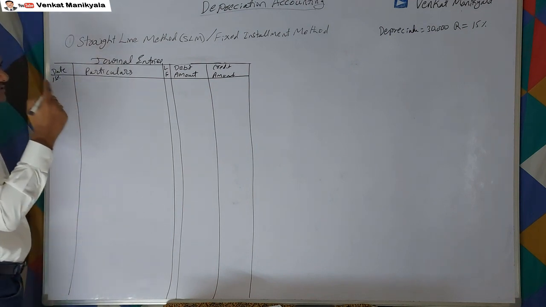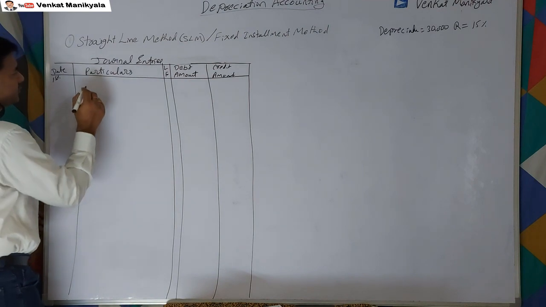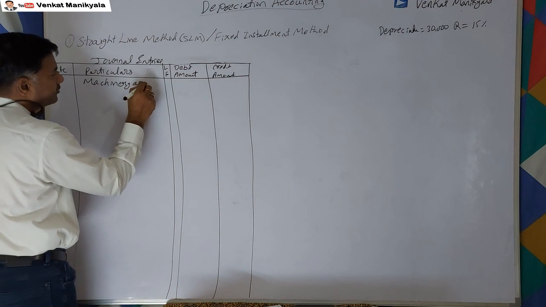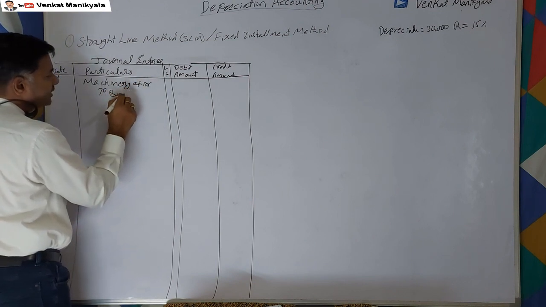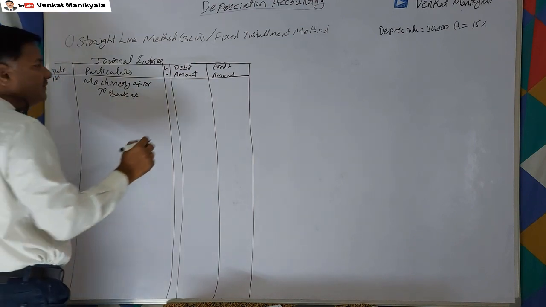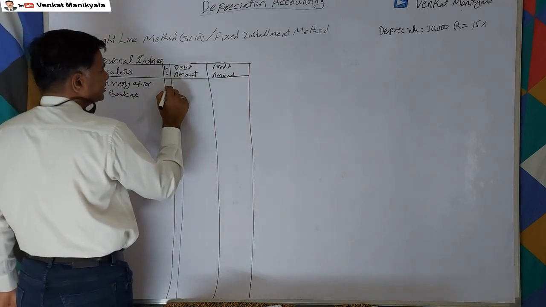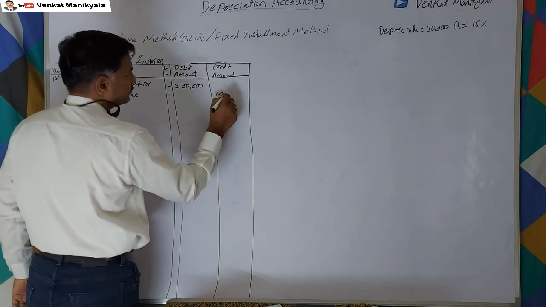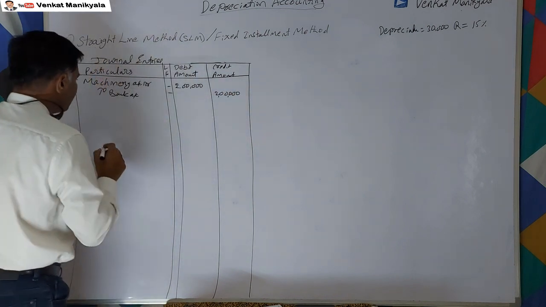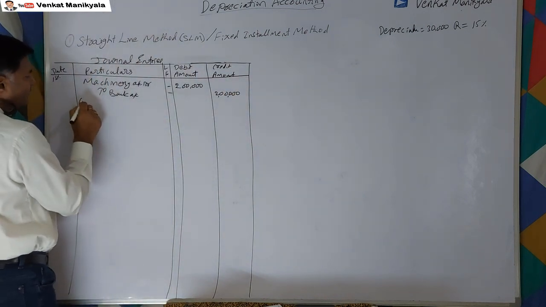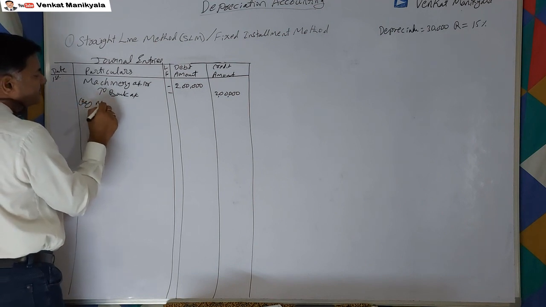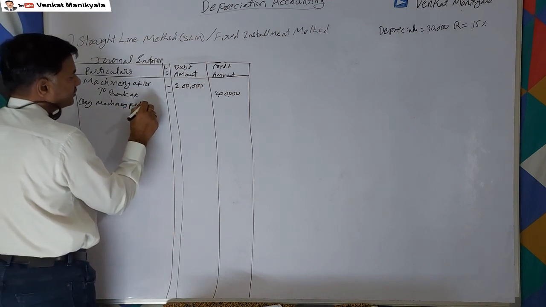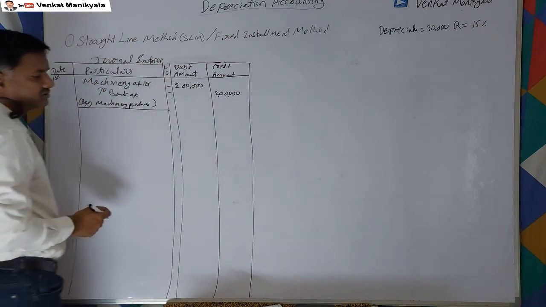Beginning, what is the first? Purchasing of the machinery. So machinery account debtor to bank account, because for 2 lakhs I am using bank, otherwise we can use cash also if cash is paid. So the amount is 2 lakhs, right? 2 lakhs is the amount. Being, narration must be written. Being machinery purchased, right? So this is the first journal entry.